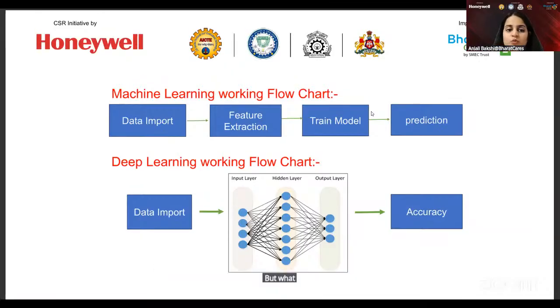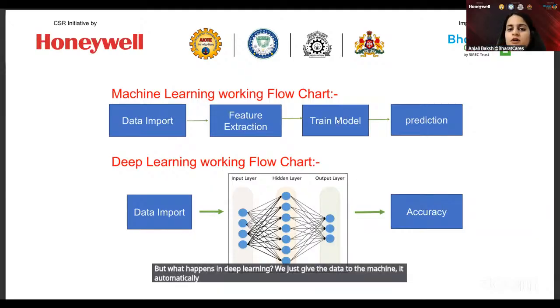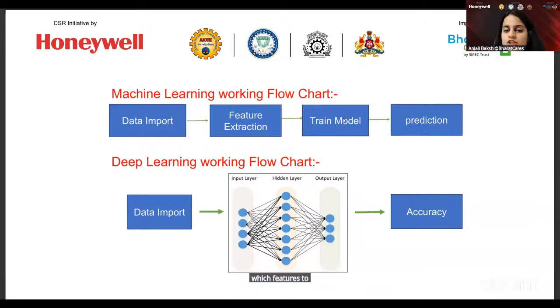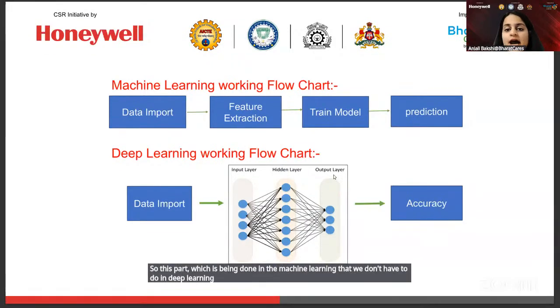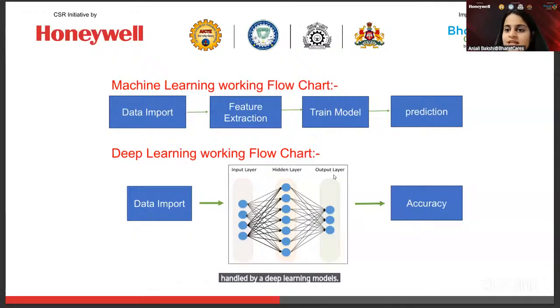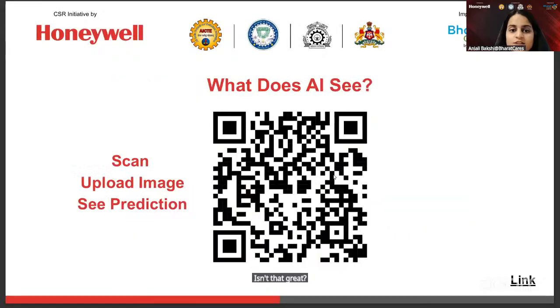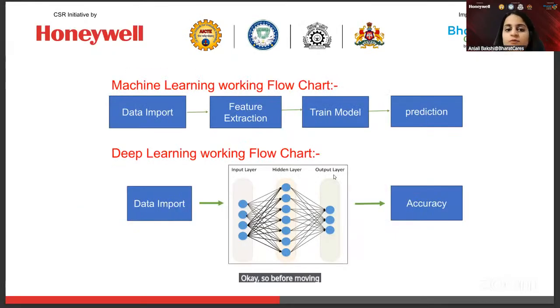But what happens in deep learning? We just give the data to the machine, it automatically does everything. Which features to take into consideration, which parameters to train on, training, we simply get the output with the accuracy. This is the major highlight of deep learning. So this part which is being done in the machine learning, that we don't have to do in deep learning, that is automatically handled by deep learning models. Isn't that great?